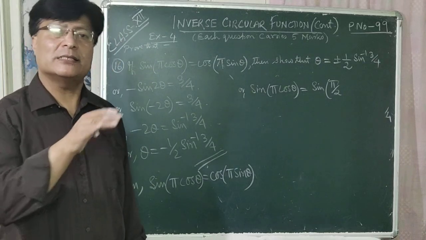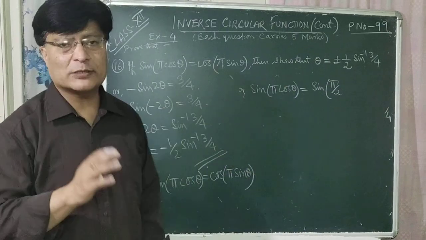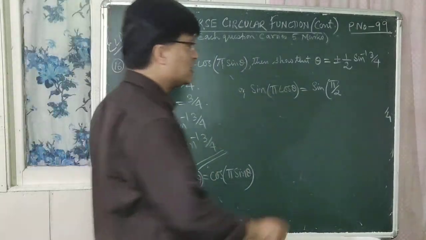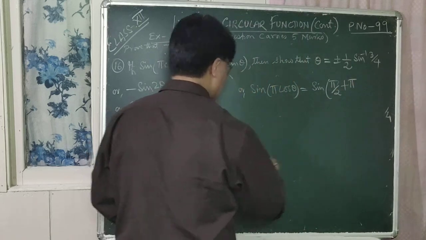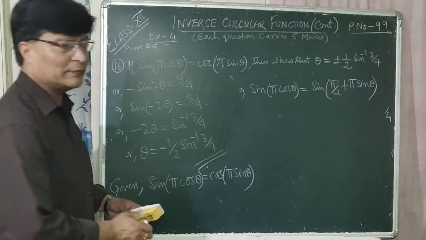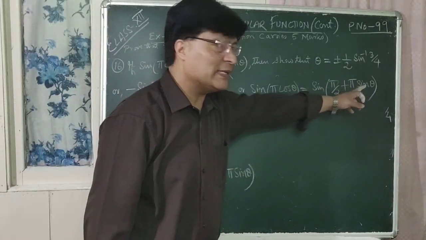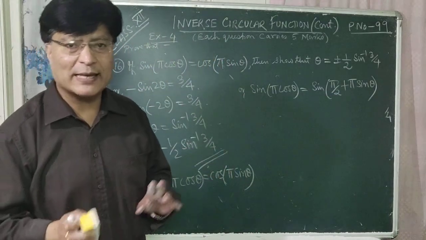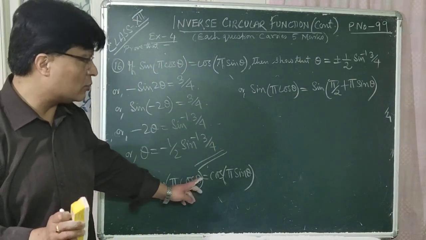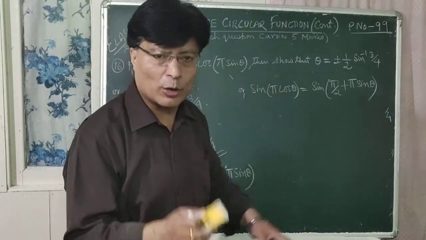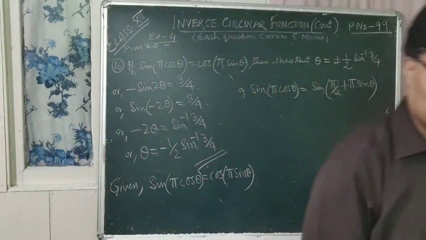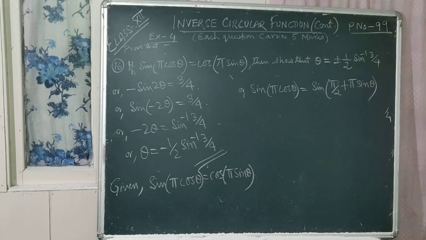What is sine of (pi by 2 plus theta)? Now pi by 2 plus theta lies in the second quadrant, and in the second quadrant sine is always positive. So you will get positive. The positive sign we usually don't write, and it is an odd multiple of pi by 2, so sine changes to cos. And theta, what is theta there? It is pi sine theta. Is that clear to all of you? So we got this relation now.